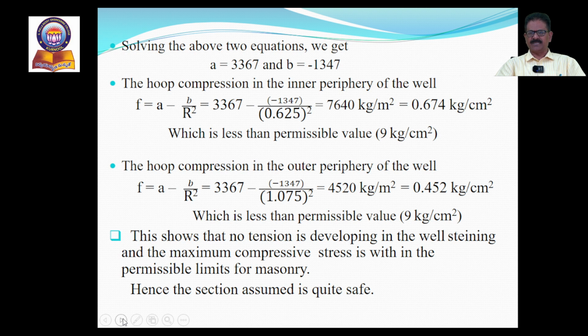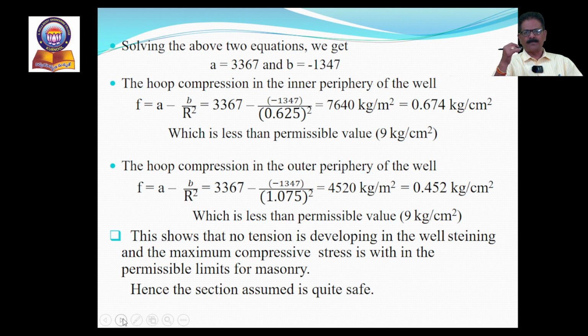Stress in kg per centimeter square, because we know the permissible value of this compressive stress of masonry as 9 kg per centimeter square. To verify or to check, it is convenient to express the stress in kg per centimeter square only. So it is obviously quite less than the permissible value, as the permissible value is 9 kg per centimeter square, whereas we got this value simply 0.674 kg per centimeter square only. It is far less than the permissible value.